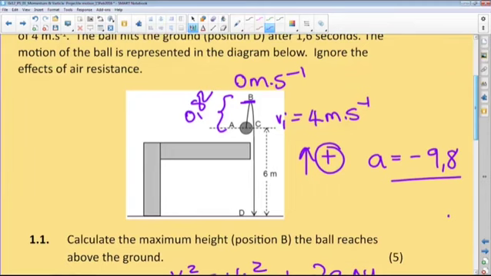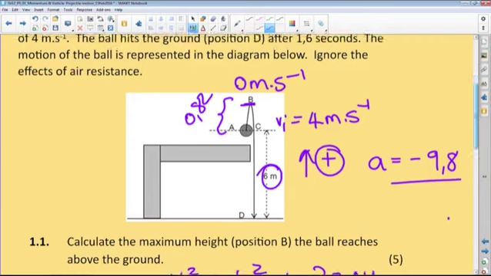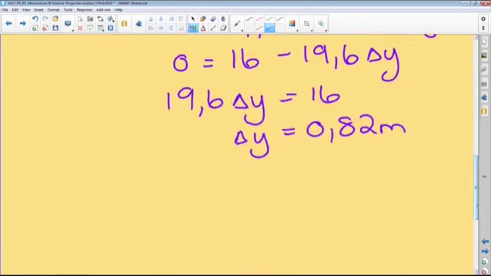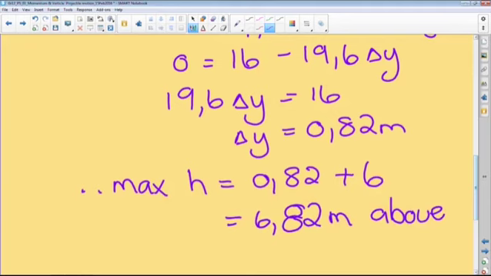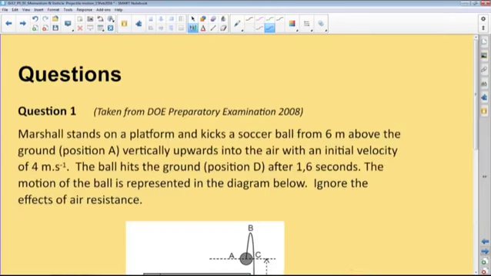Now, I haven't answered the question because it said 6 meters originally. So my maximum height is going to be the 0,82 plus the 6. So it's going to be 6,82 meters above the ground. Don't forget the position, okay? So number 1 done.